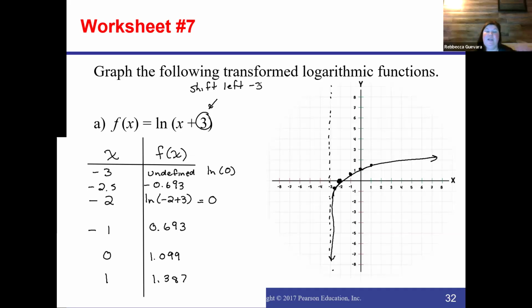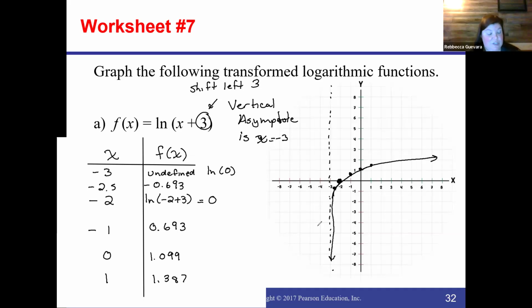So we shift to the left by 3 units, meaning that my vertical asymptote is also moved. And now it's going to be at x equals negative 3. Okay, so that's just a brief reminder of how these transformations work. We did a little bit of work with these before.